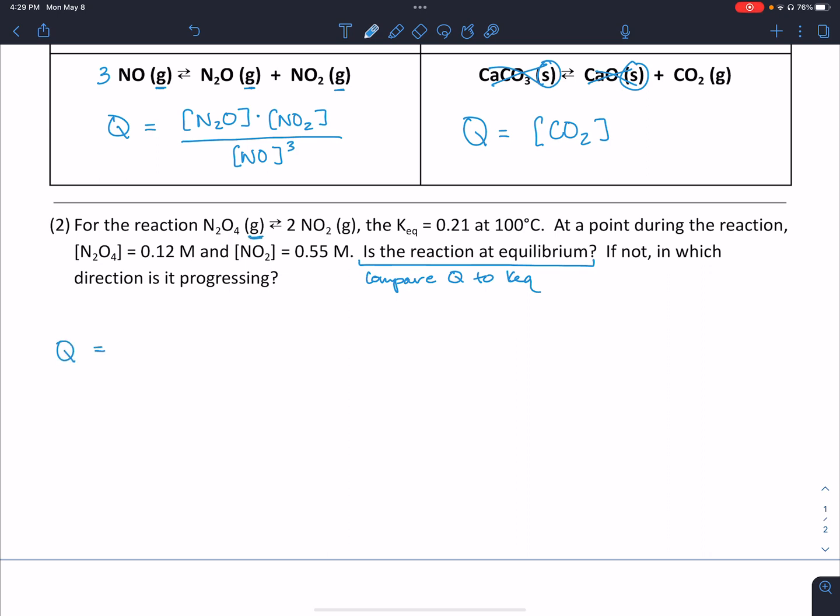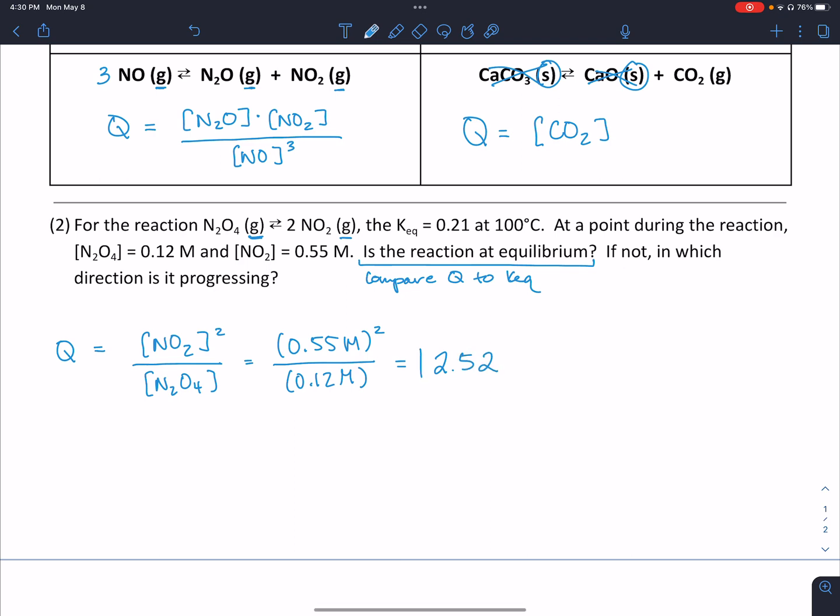If we look, we've got a gas and a gas, so they're both going to be in our expression. 2 nitrogens, 4 oxygens, 4 oxygens, so it's all balanced. So we get NO2 squared over concentration of N2O4. So there's our expression. Now we're going to plug in the given values. We'll start with 0.55 molar. Square that, divided by 0.12 molar. Plug that into our calculator, and we have a Q value here of 2.52.